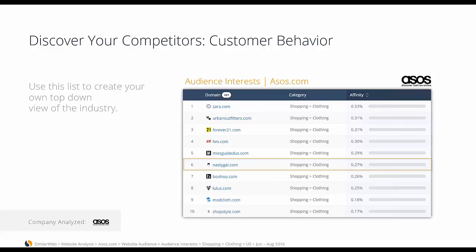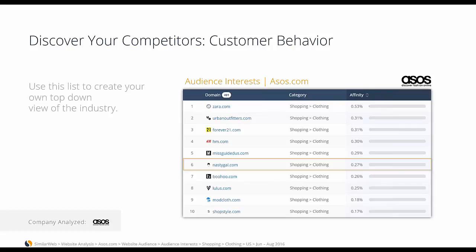And what I think of as one of the coolest brand names, Nasty Gal, wasn't on any of those lists. And one of the coolest things about Nasty Gal, besides their very alternative cool brand name, is we see them have a high affinity to ASOS.